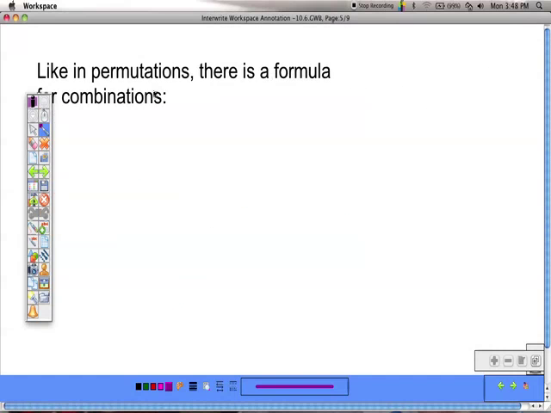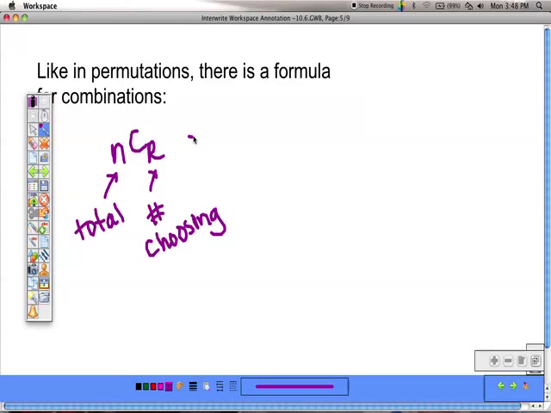Like in permutations, there's also a formula for combinations. So you can use the nCr button on your calculator, where n is the total and r is the number you're choosing. And the formula that your calculator actually uses is n factorial over n minus r factorial times r factorial. So if you have a graphing calculator with nCr, that's programmed into your calculator already, but if not, you would use this formula right here.